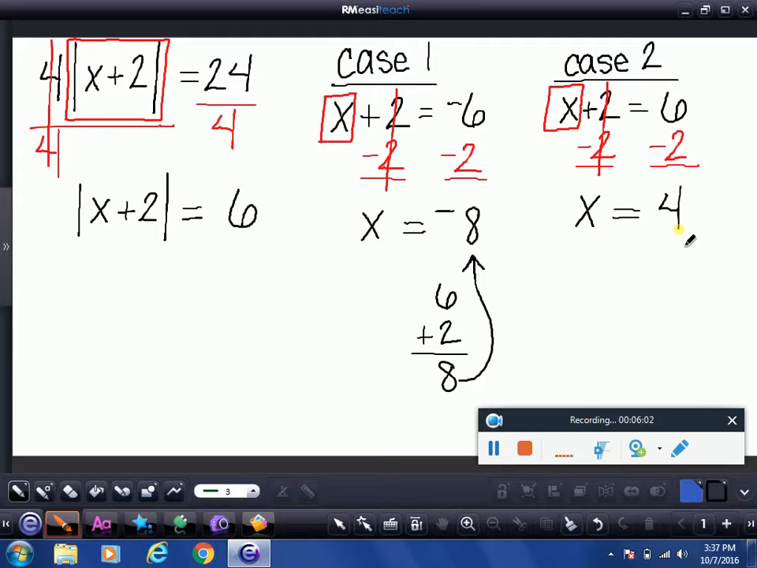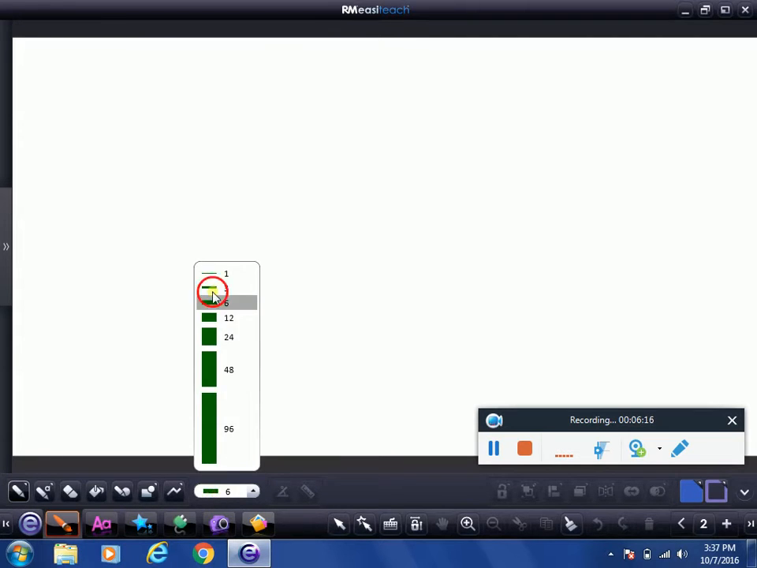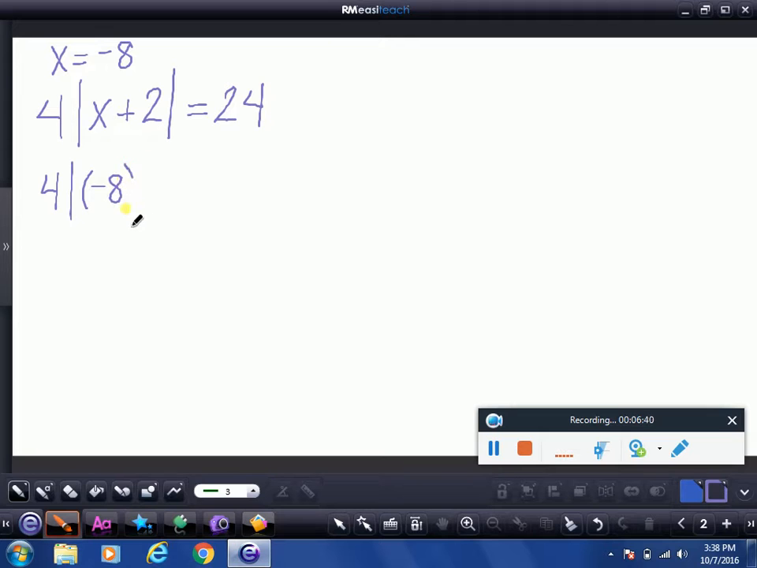So we're going to show you now why this works, why we use 2 cases. So I'm going to switch screens here, and I'm going to show you that both of those answers do in fact work. We will have x equals negative 8 for the first one. So we'll start off with the absolute value problem from the very beginning. 4 times the absolute value of x plus 2 equals 24. You're going to substitute in the negative 8 for the x.